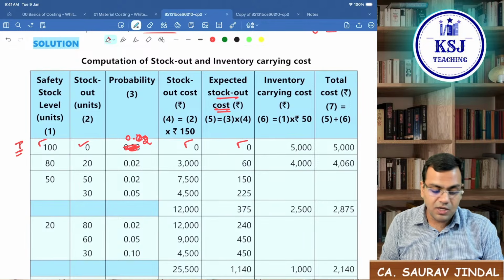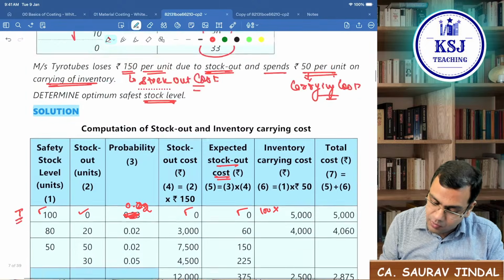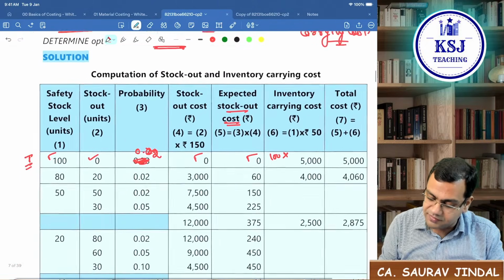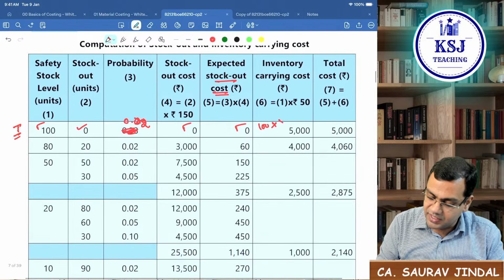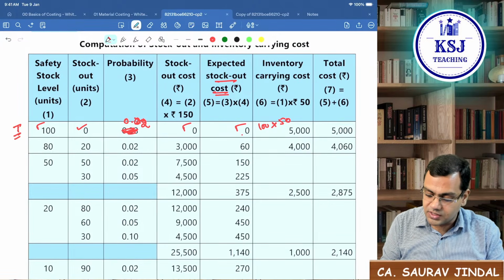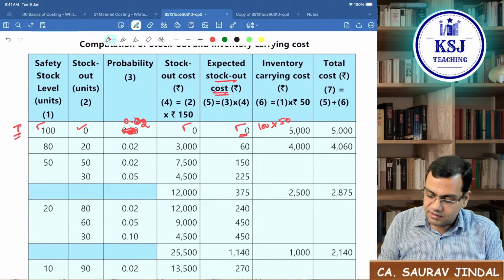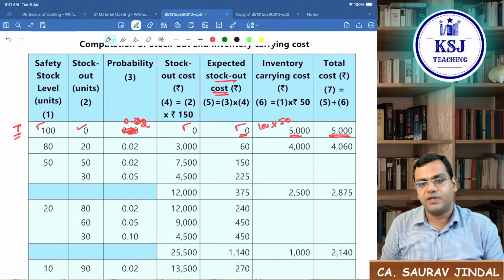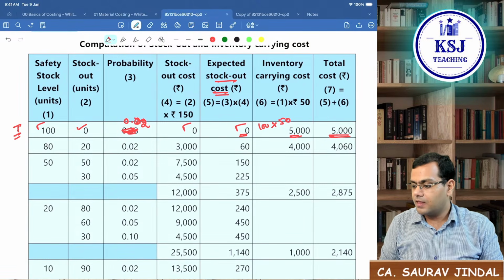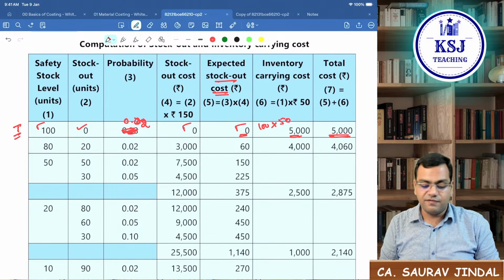But what will be your carrying cost? You are carrying 100 units, and for every 1 unit, your carrying cost is rupees 50. So 100 into 50, 5,000 is your carrying cost. Total cost is what? Expected stock out cost is 0. Carrying cost is 5,000. So total cost is 5,000. This is the case when we are carrying a safety stock of 100 units.